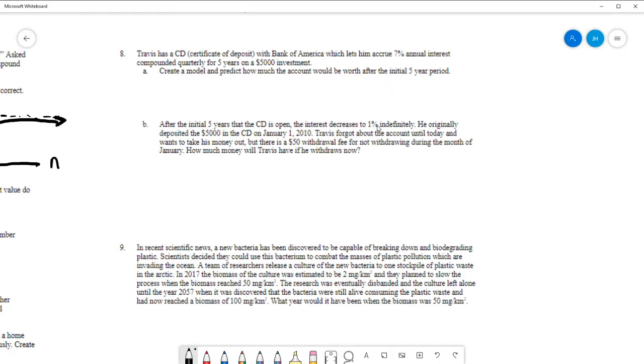Okay. So it then tells us he originally deposited the $5,000 in the CD on January 1st of 2010, right? So in January 2010, he deposits $5,000. After 5 years, if you think about it, it'll be January 2015. And that's when we get our answer from part A. That's what our answer for part A tells us, right?